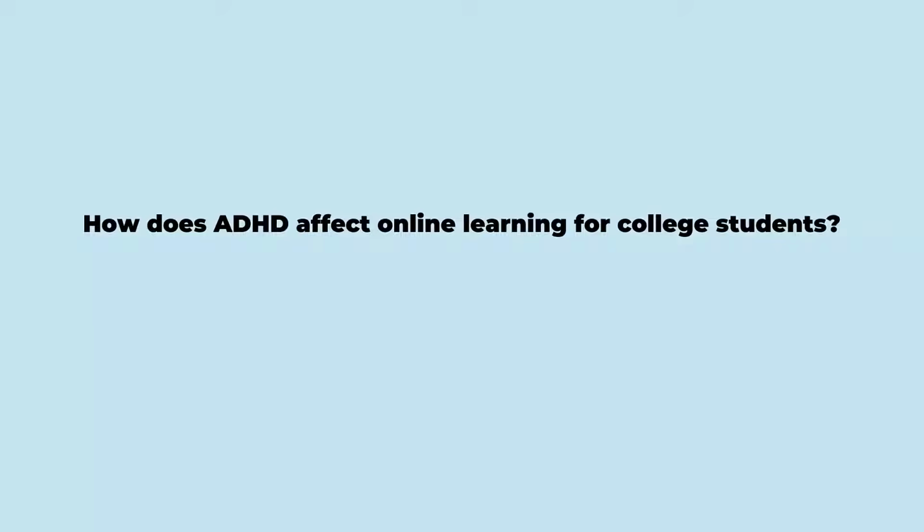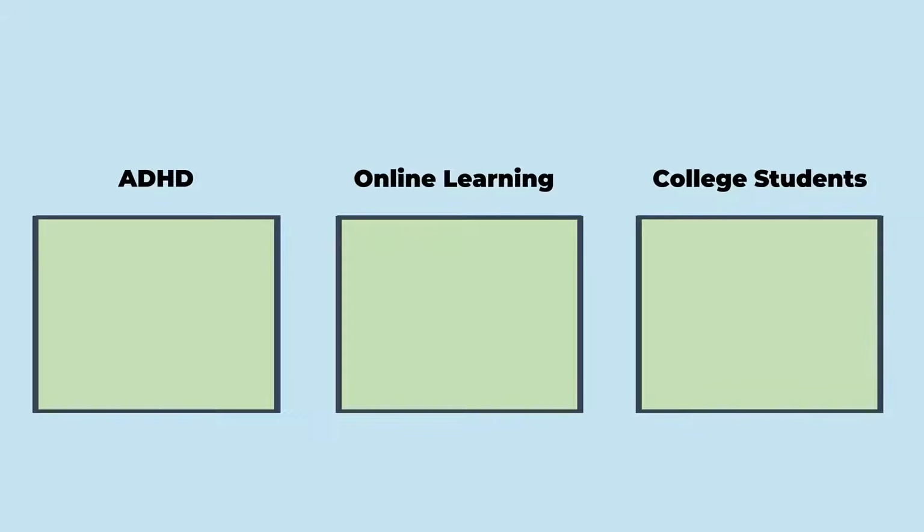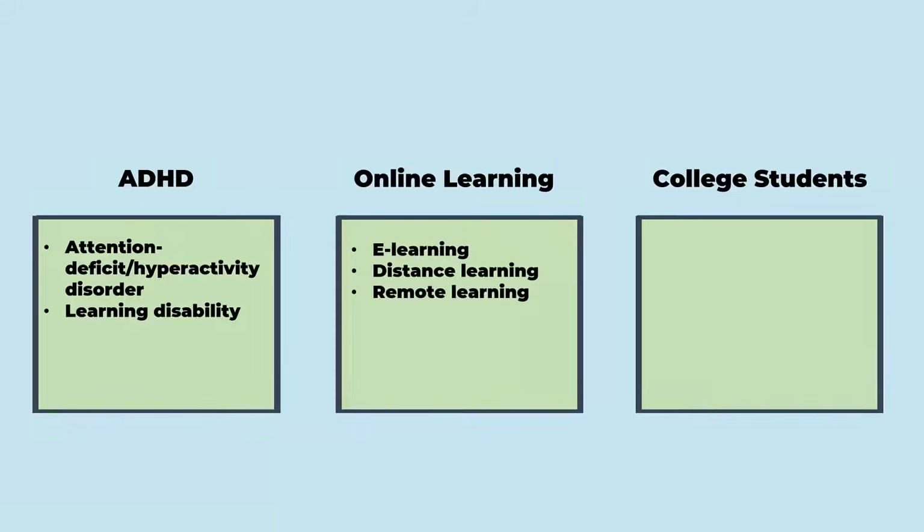For example, if you wanted to know how ADHD affects online learning for college students, the search terms would be ADHD, online learning, and college students. You might also add related concepts, like for ADHD, attention deficit/hyperactivity disorder, and learning disability. For online learning, e-learning, distance learning, and remote learning. For college students, university students, undergraduates, and young adults.